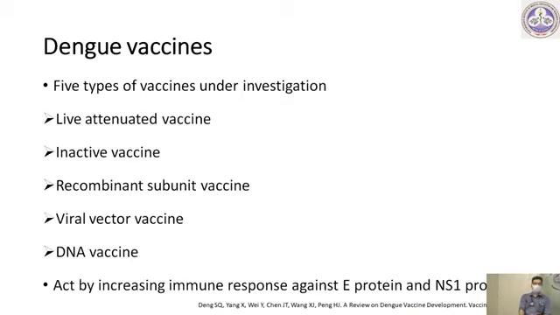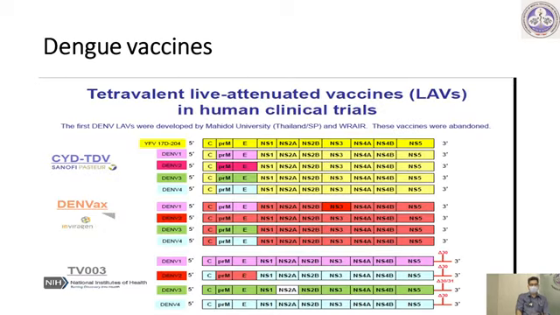So, dengue virus vaccines are of 5 types which are under investigation: the live attenuated vaccines, the inactivated vaccines, the recombinant subunit vaccine, the viral vector vaccine, and the DNA vaccines. All these vaccines increase immune response by acting against the E protein and the NS1 protein present on the dengue structure. The tetravalent live attenuated vaccines which are in human clinical trial are shown in this figure. Out of these, the Sanofi vaccine, that is the CYD TDV vaccine, was licensed recently, and the WHO has given its position on it, which we will be discussing in the subsequent slides.